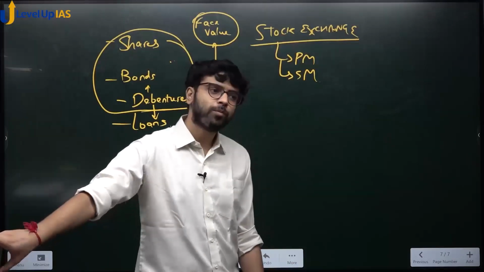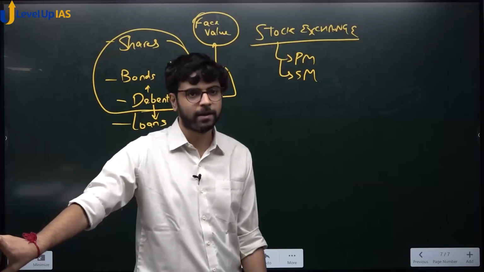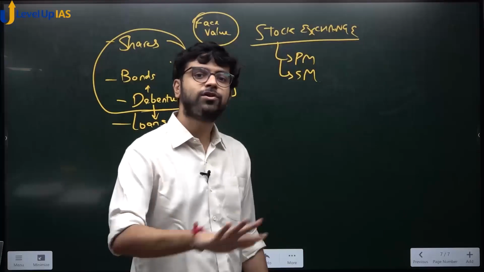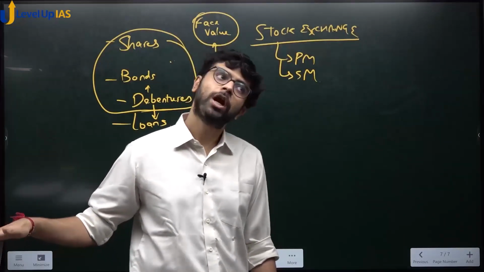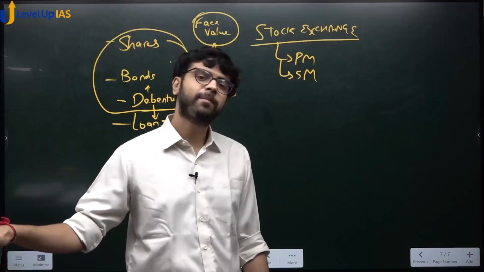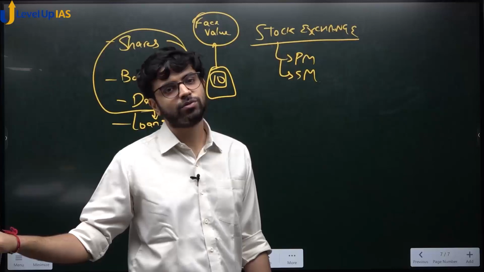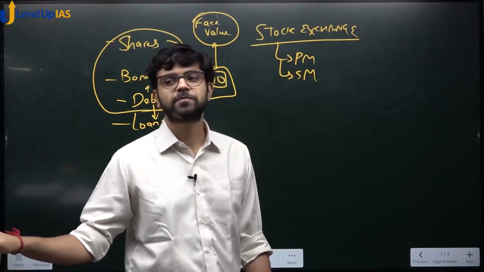What do you think? More and more people will be interested in buying, or fewer people? More people. The company is not issuing new shares. The company is happy with the money. Okay? More and more people want to buy. How will they buy now? The company is not issuing new shares, so what will you do? Secondary market. You will go to the secondary market.